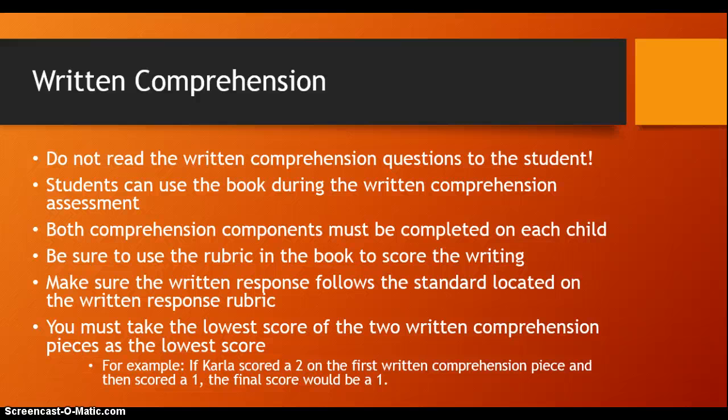Also, remember when you give the two written comprehension components, that you will take the lowest score of the two written comprehension pieces. And that would be, of course, the lowest score total. So, for example, if Carla scored a 2 on the first written comprehension piece and then scored a 1, the final score would be a 1.